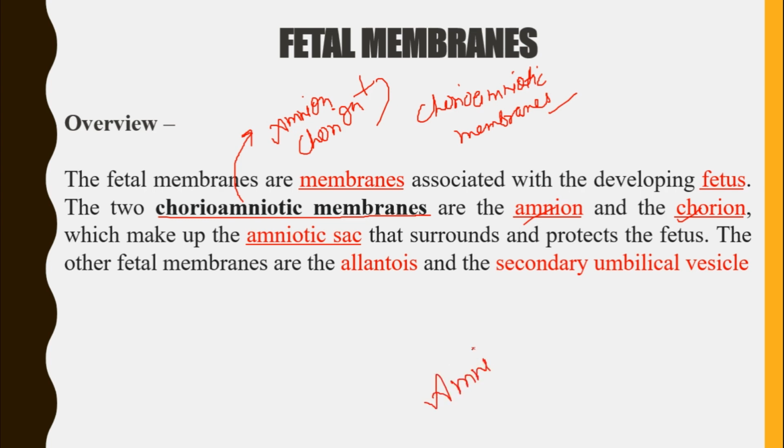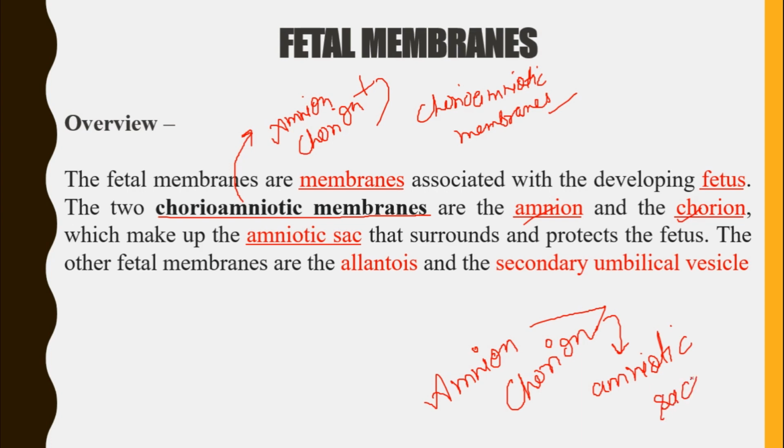Amnion and chorion, which make up the amniotic sac. These two make the amniotic sac, and this amniotic sac consists of amniotic fluid, and it surrounds and protects the fetus.